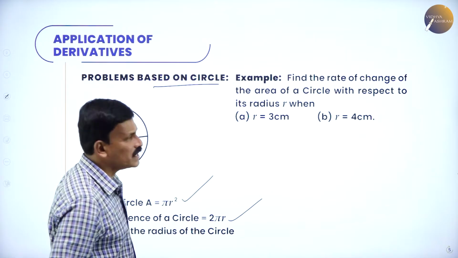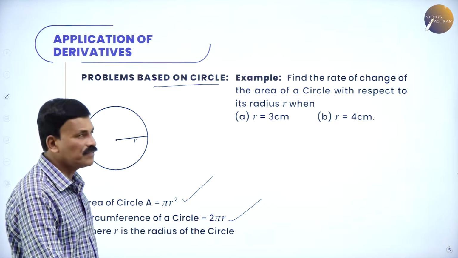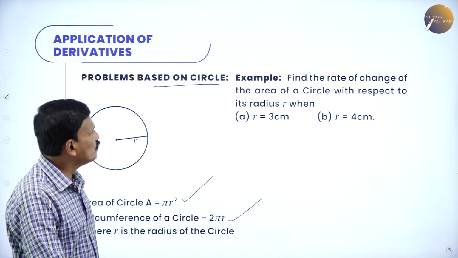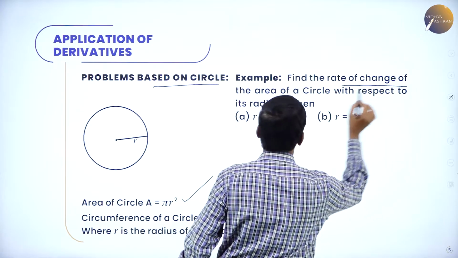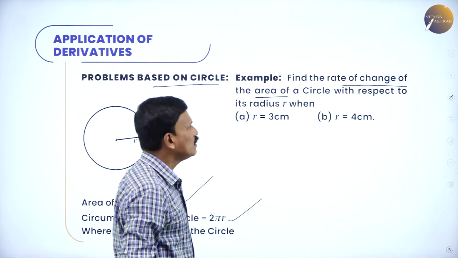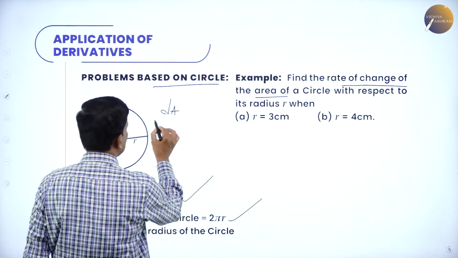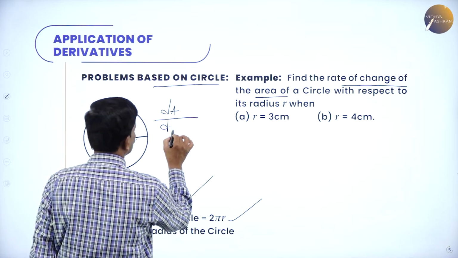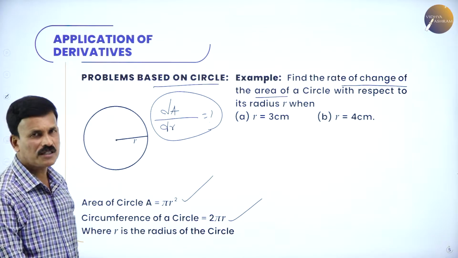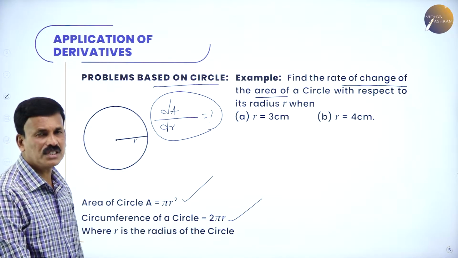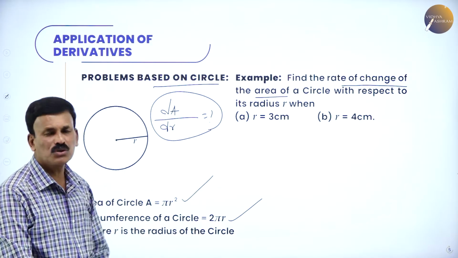Now here, let us consider a small example. What is the problem given? Find the rate of change of area of a circle with respect to radius r. Rate of change of area is dA by dr, with respect to radius. This is required to be determined: dA by dr. And what is given? r is also given. There are two conditions. One, r is equal to 3 centimeters. Another, r is equal to 4 centimeters.